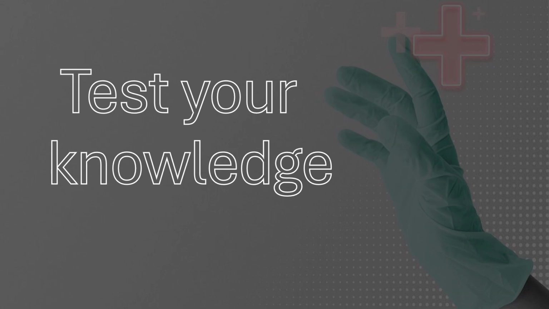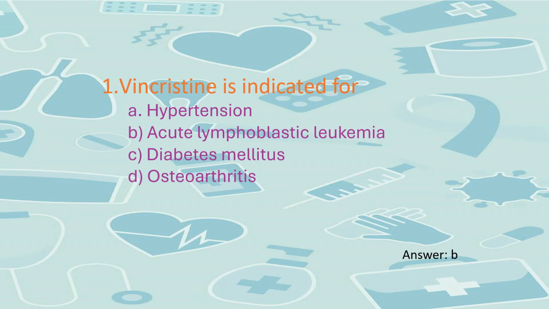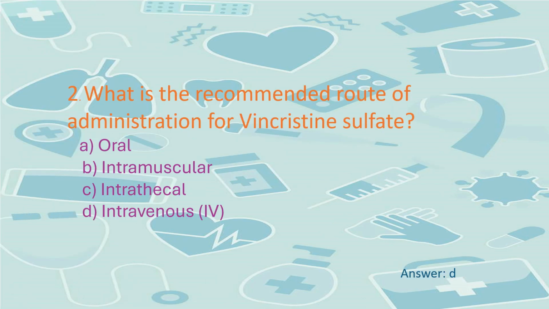It's time to check the knowledge. Vincristine is indicated for hypertension, acute lymphoblastic leukemia, diabetes mellitus, osteoarthritis. The answer is acute lymphoblastic leukemia. The second question is what is the recommended route of administration for vincristine sulfate? Oral, intramuscular, intrathecal, intravenous. The right answer is intravenous.